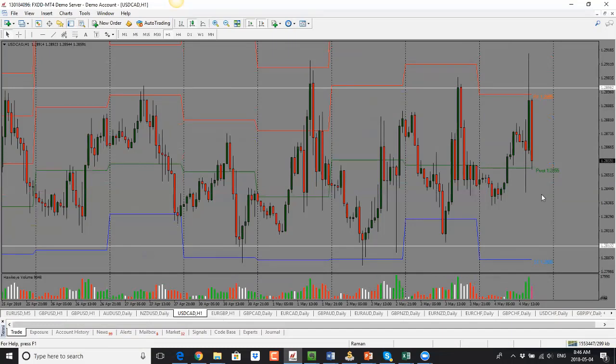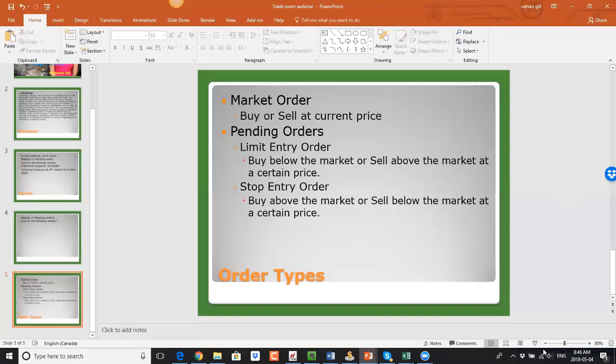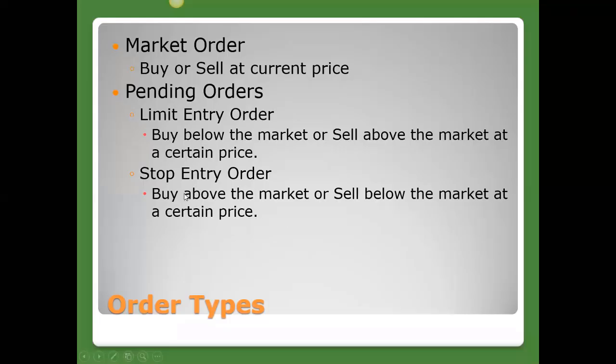Now, in order to trade breakouts, this is when you would use your stop entry orders. So in the stop entry order, we are buying above the market, not at the current price. So you would say, why do you want to buy at a higher price? I will explain in just a second. Or you're selling below the market.